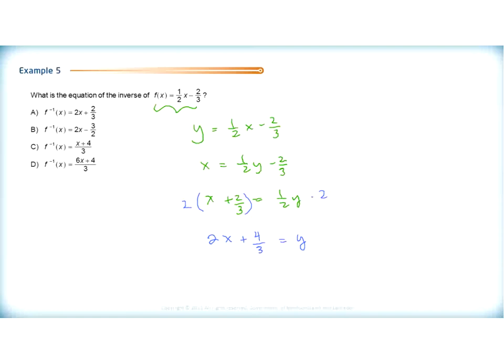Now, obviously, if you look at the four answers there, none of them are written in that form, so I probably need to find a common denominator of 3. So I get 6x over 3 plus 4 over 3 equals y. y can be written as the inverse function f inverse of x equals (6x plus 4) over 3. (6x plus 4) over 3 answers D. Remember two steps: switch x and y, solve for y.